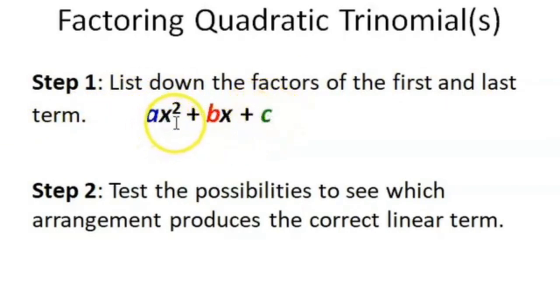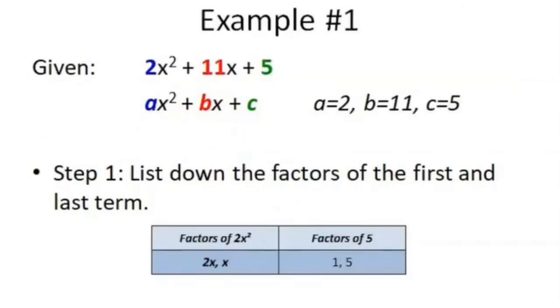So, ito po yung first term natin, ax squared, and our last term is c. So, i-factor po natin si ax squared. List po natin ang lahat ng factor nating first term at saka kay last term. Step number 2, test the possibilities to see which arrangement produces the correct linear terms. So, makabuo po tayo ng possible factors. Tapos, iti-test po natin kung saan sa kanila ang mag-produce ng correct linear term. In other words, our middle term. Okay, so let's go to our example number 1 para mas maintindihan po natin yung steps on how to factor general quadratic trinomial.